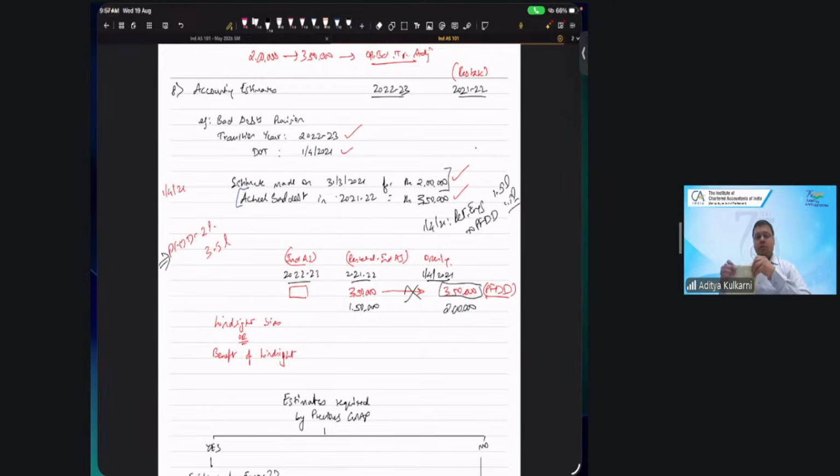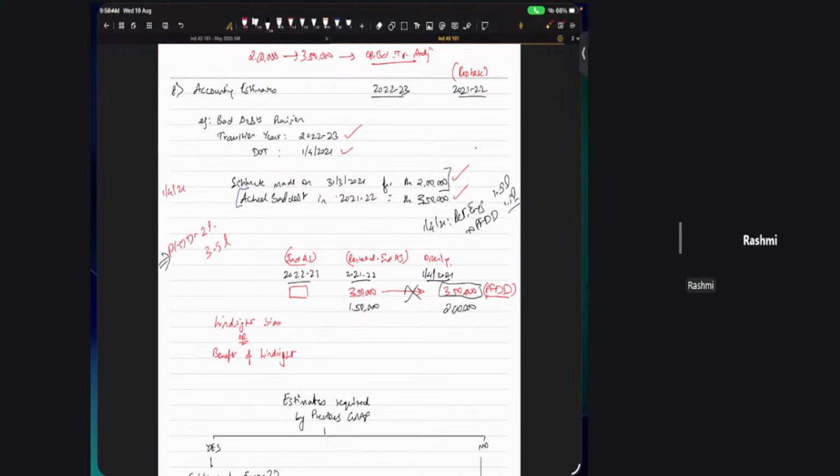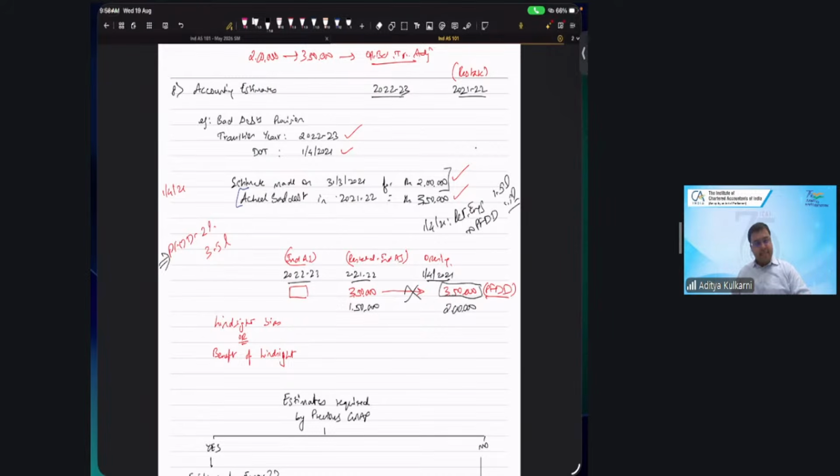I am giving you an opportunity to clean your sins, doesn't mean you clean your sins to such an extent that you practically whitewash everything. That cannot happen, right? Yes, sir. On 31st March 21, you made an estimate of 2 lakhs. In 21-22, your estimate went wrong. Today in 22-23, you are having a benefit of hindsight. What do you mean, benefit of hindsight?